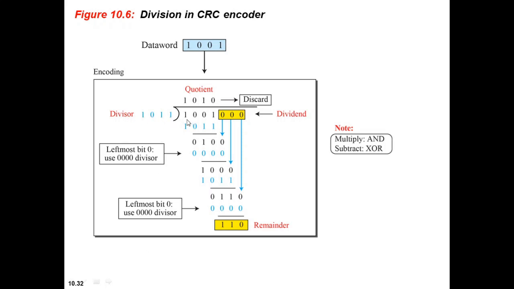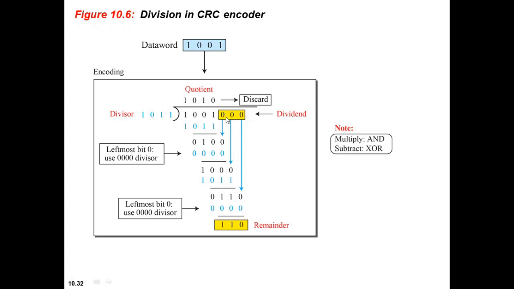Your data is 1001. You have to add 3 zeros here. Why do you have 3 zeros? It depends upon the length of your divisor. If the length of the divisor is 4 bits, you have to add 3 zeros. If the length of the divisor is 5 bits, you have to add 4 zeros. If the length of the divisor is 6 bits, 6 minus 1, 5 zeros have to be added.